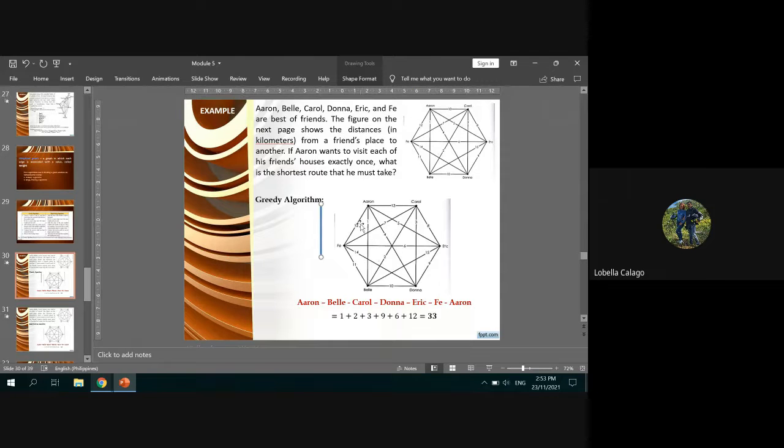So, meron tayong Aaron to Faye, which is 12. Aaron to Belle, which is 1. Aaron to Donna, which is 4. Aaron to Eric, which is 5. And Aaron to Carol, which is 13. So, among the line segments there, ang pinakamababa na number is Aaron to Belle. That's why itong pipiliin ko. Ayan. Aaron to Belle. Ay, sorry. Ayan. So, kay Aaron to Belle, meron tayong 1.